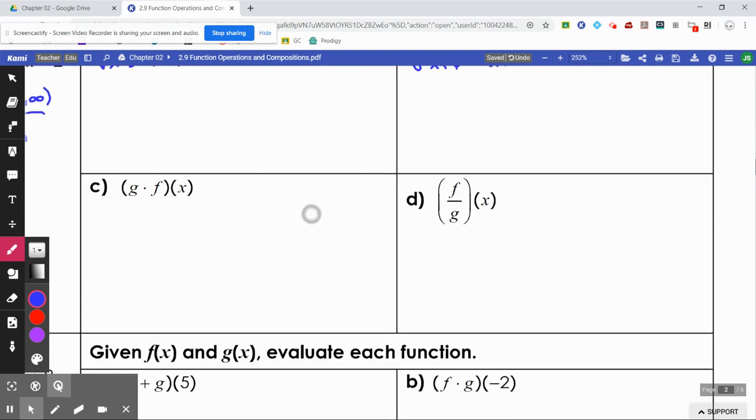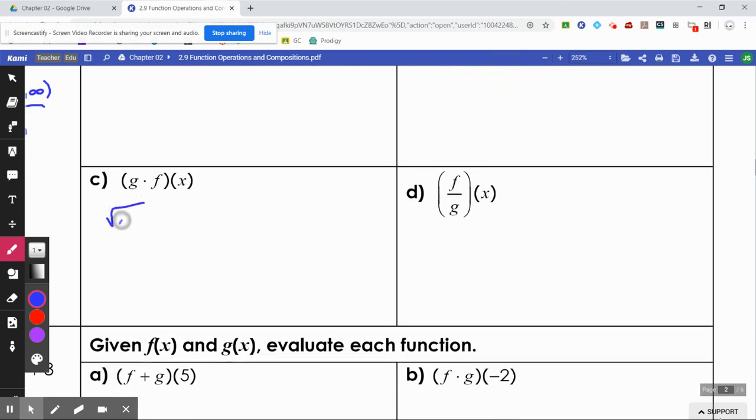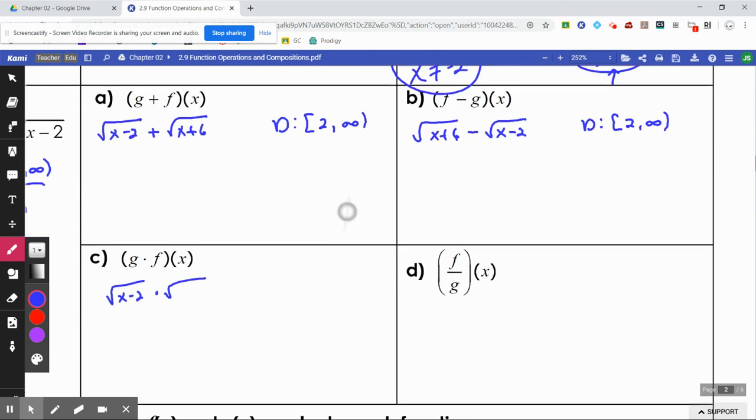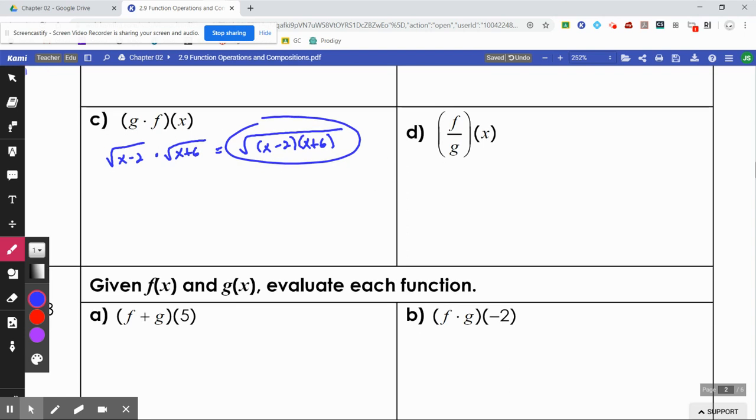C part, we're multiplying g times f. Now we can multiply square roots. So the square root of x minus 2 times the square root of x plus 6 will equal the square root of x minus 2 times x plus 6. You can leave it like that, or you could actually multiply it out. The square root of, that'd be x squared plus 4x minus 12. So either one of those would be fine.